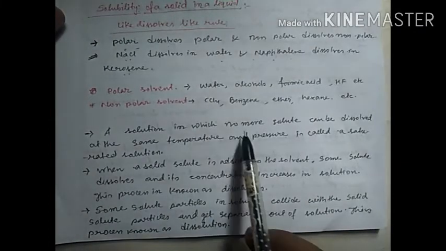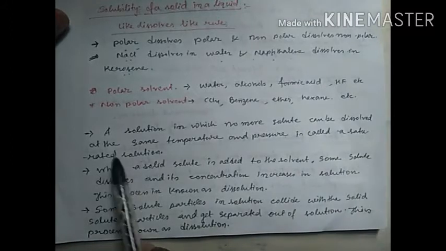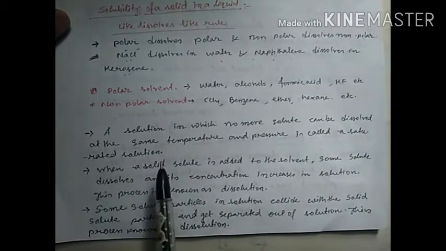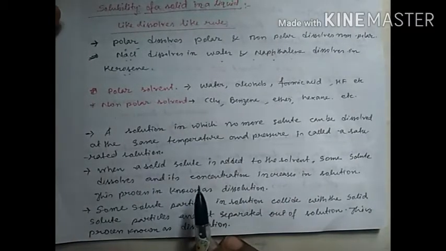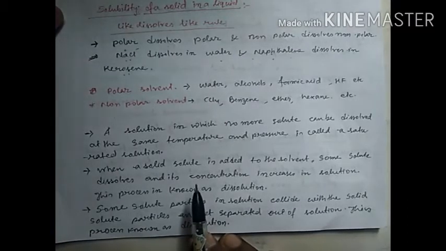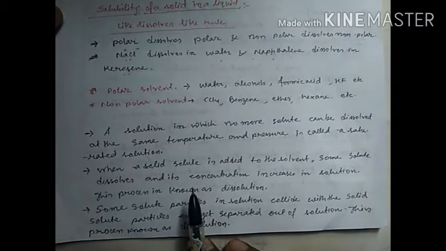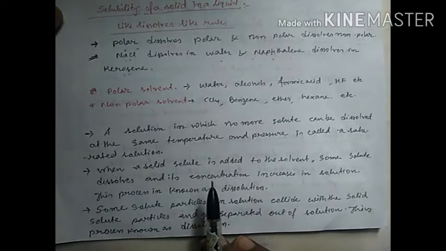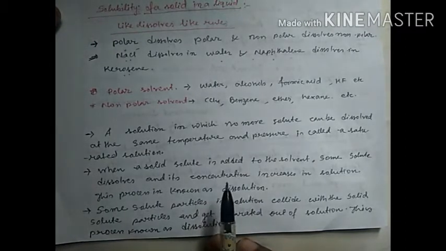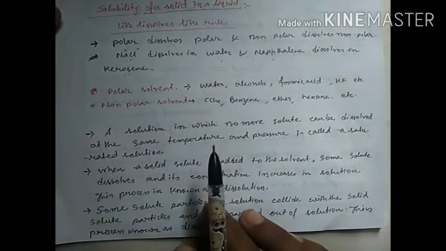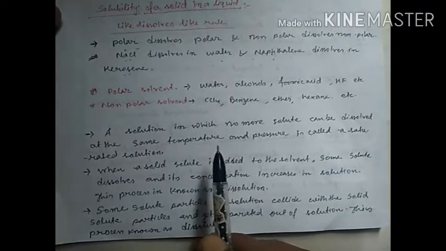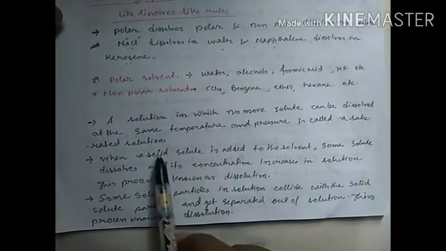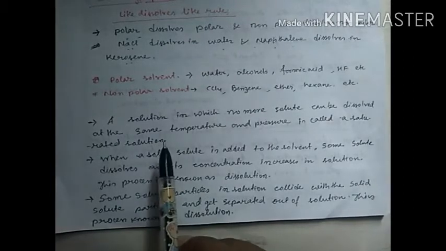A solution in which no more solute can be dissolved at the same temperature and pressure is called a saturated solution. Saturated means up to the mark. Suppose we are preparing a solution where 5 grams of sodium chloride is dissolved in 10 ml of water. Further we cannot dissolve, because the capacity of that 10 ml of water is completed, and in that position the solution is known as a saturated solution. I think you know this definition from class 11 also.